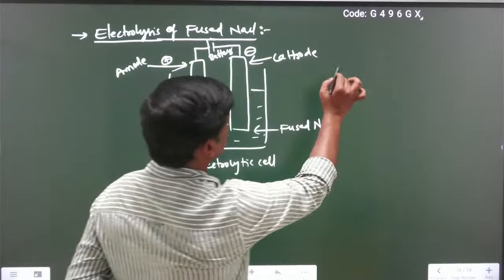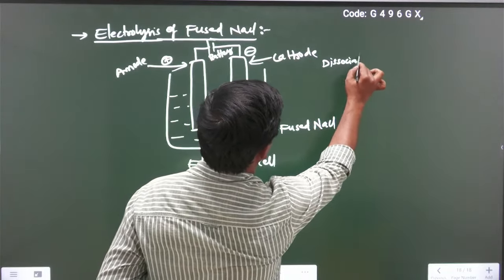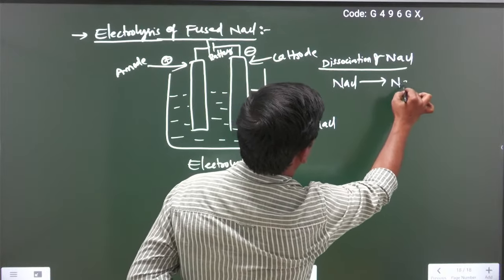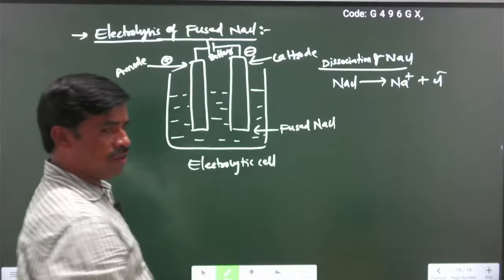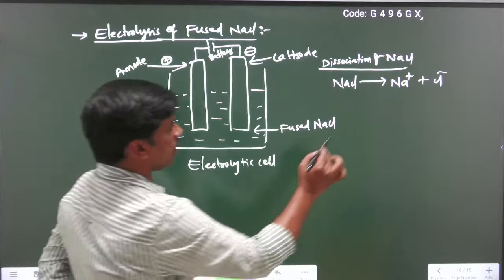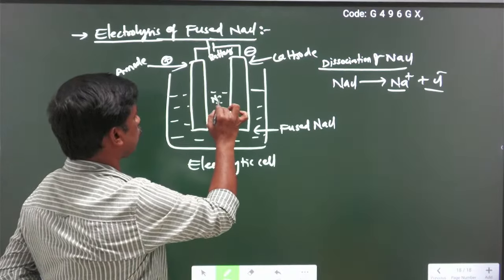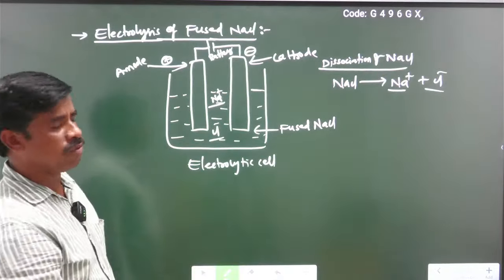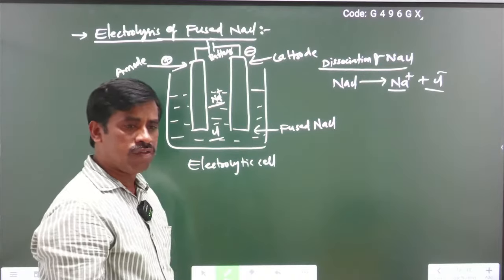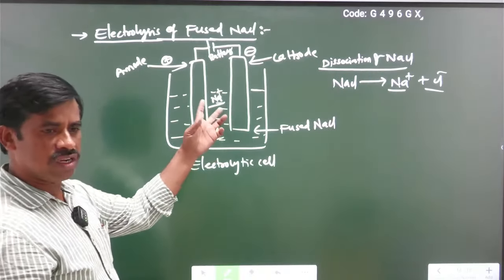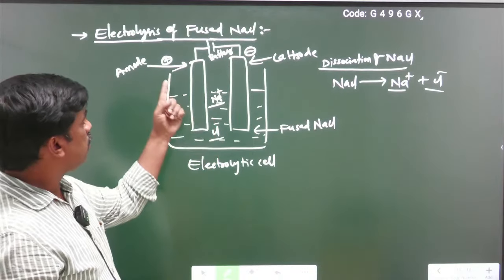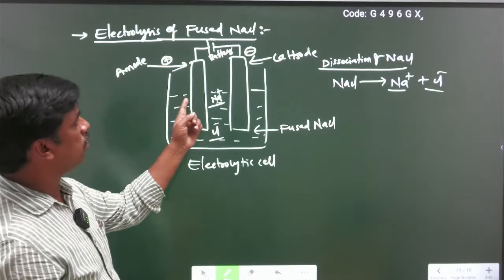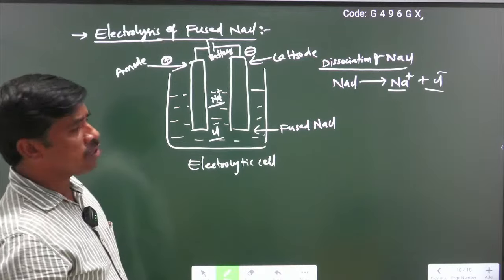What's happening? Dissociation of NaCl takes place. NaCl dissociates into Na+ and Cl-. Many Na+ and many Cl- ions are present here; I am writing only one of each. These ions move towards oppositely charged electrodes. The anode carries positive charge, so negative ions go towards the anode and positive ions go towards the cathode.